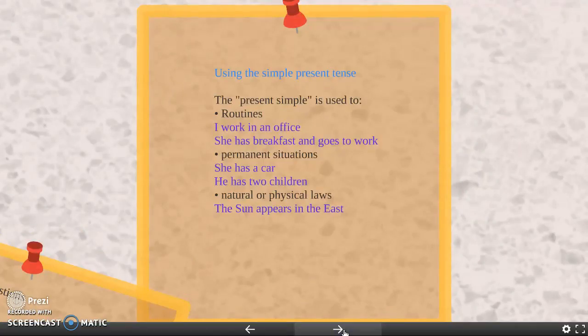When do we use the simple present? We use it when we speak about routines. I work in an office. She has breakfast and goes to work. We also use it for permanent situations. She has a car. He has 2 children. And when we speak about natural physical laws, universal truths like the sun appears in the east.